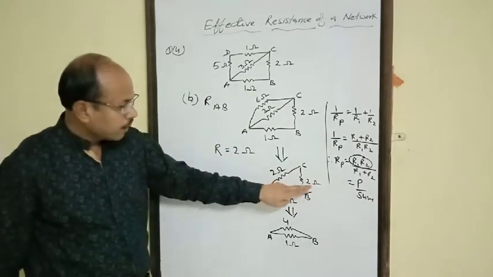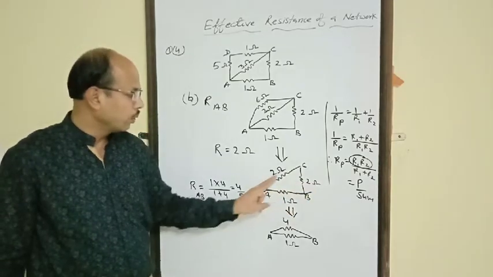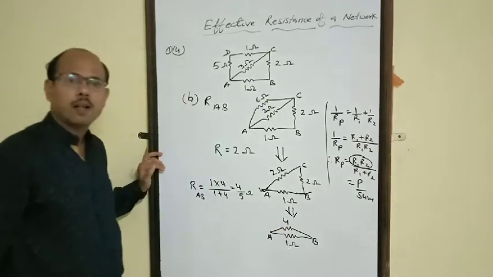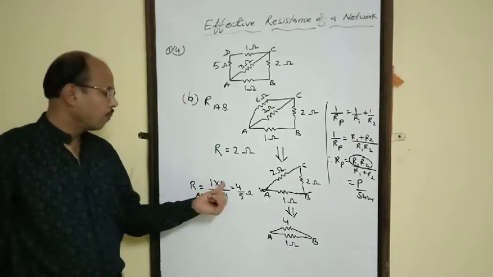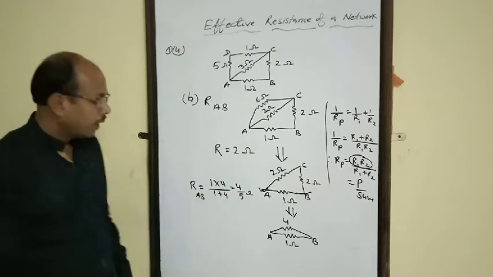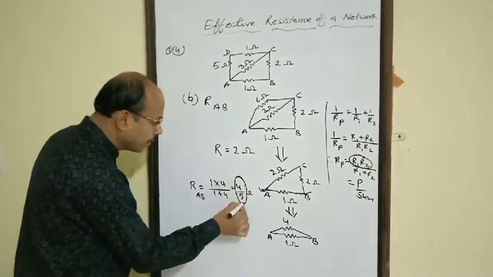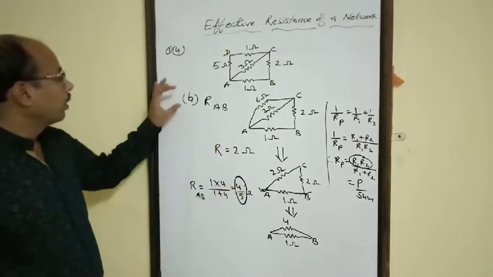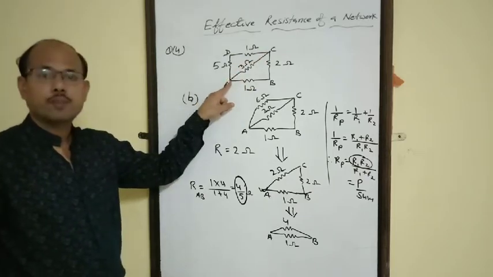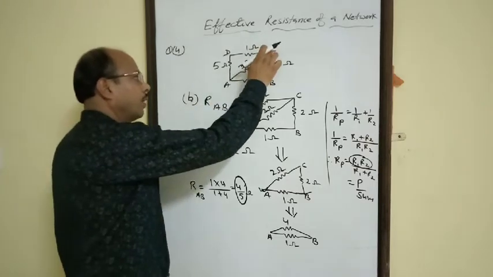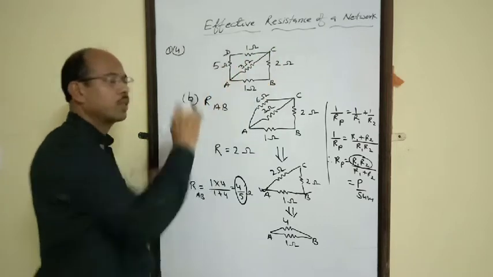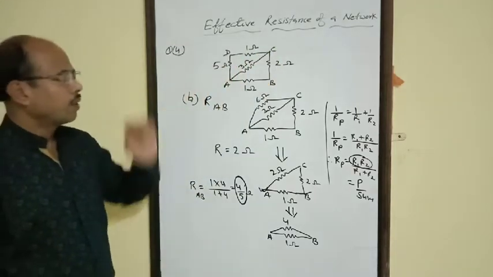Now this 2 ohm is connected in series with this 2 ohm, therefore 2 and 2 become 4. And finally this 4 and 1 are in parallel, and therefore we can use the formula product by sum, 1 into 4 divided by 1 plus 4, that is 4 by 5. And now you can see this 4 by 5 is different from our previous answer. The previous answer is from the previous part, effective resistance between A and C. It means effective resistance may be different each time. In one question we can find out different questions.